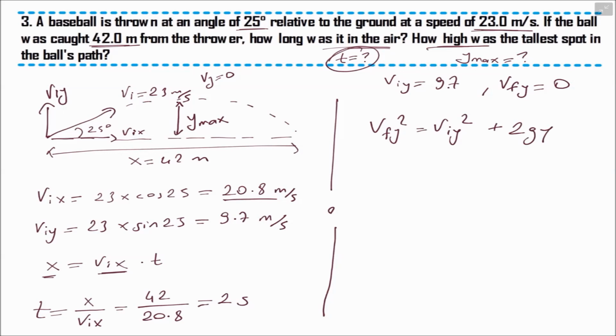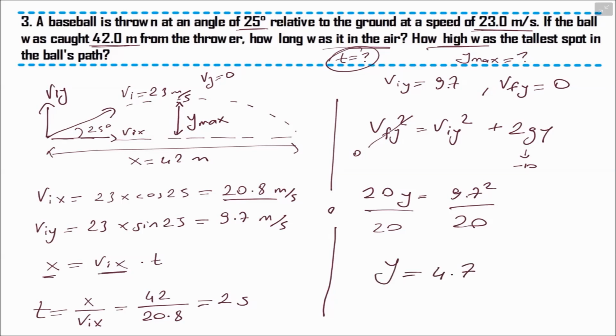And final is 0. G is negative 10. If we send it to the other side of the equation, it will be 20 y equals v initial y, 9.7 squared. And if you divide both sides by 20, y will be 4.7 meter. Thanks for listening.